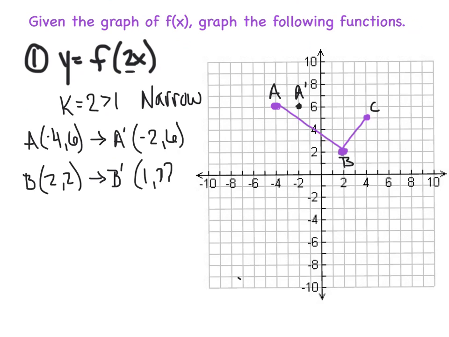Whoa, that should be a 2. There we go. 1, 2 is going to be right there. And we'll call that B prime. Notice how everything's getting closer to the y-axis, aka more narrow.